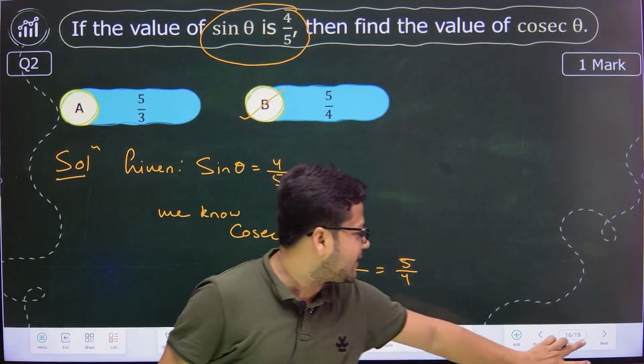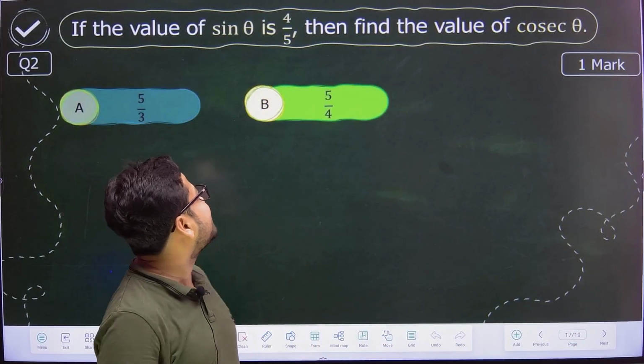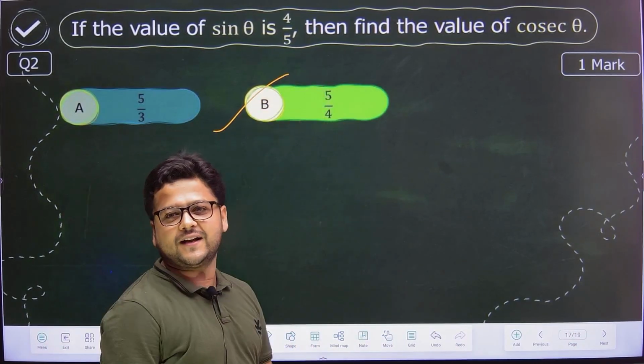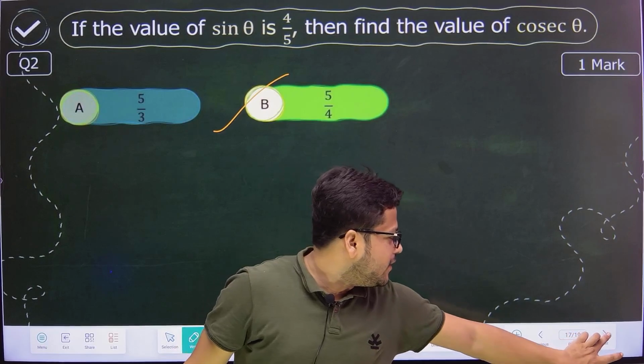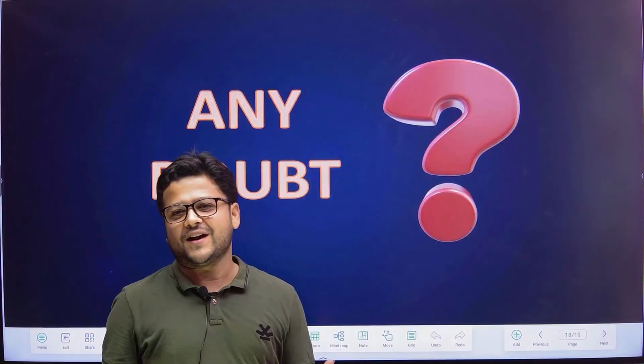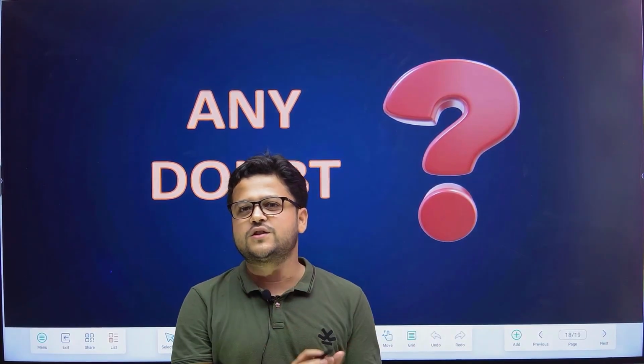So let's check the correct answer. Yes, students, we are absolutely right. 5 by 4 is the correct option. So if you have any kind of doubt, you can ask me. As I told you, this is the basics of trigonometry. This chapter consists of 3 lectures and we are done with the first lecture, the basic part of it.